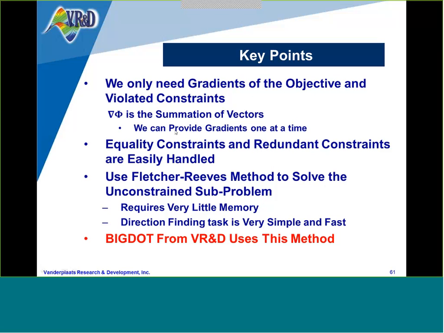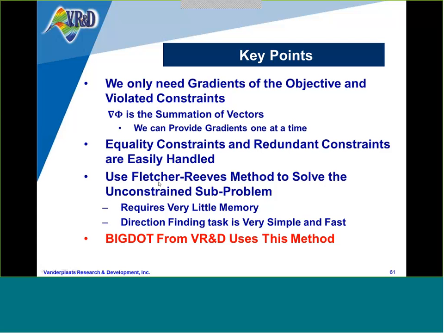In fact, if you only have enough memory to get 1 or 2 gradients at a time, you get that gradient, you add it to del phi, and so on. It handles equality constraints and redundant constraints without loss of generality or inefficiency. Other methods, like the modified method of feasible direction, can generate singular matrices that you have to deal with. That problem is eliminated here.